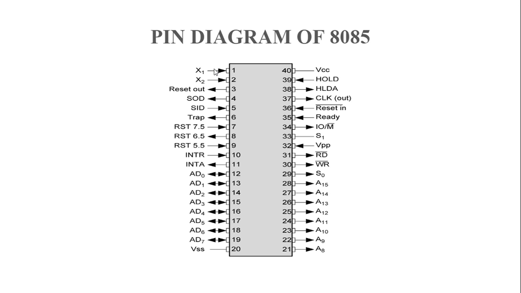So these are the input pins, and the clock cycle required for the microprocessor is obtained through these input pins, that is X1 and X2. By using the external crystal oscillator we generate the clock pulses and give them to the microprocessor. The difference between X1 and X2 and the clock out pin is that for the microprocessor the clock signals are generated using the two pins X1 and X2, while the clock out pin, pin number 37, is used to drive the other ICs connected with the microprocessor 8085, which also require clock signals.